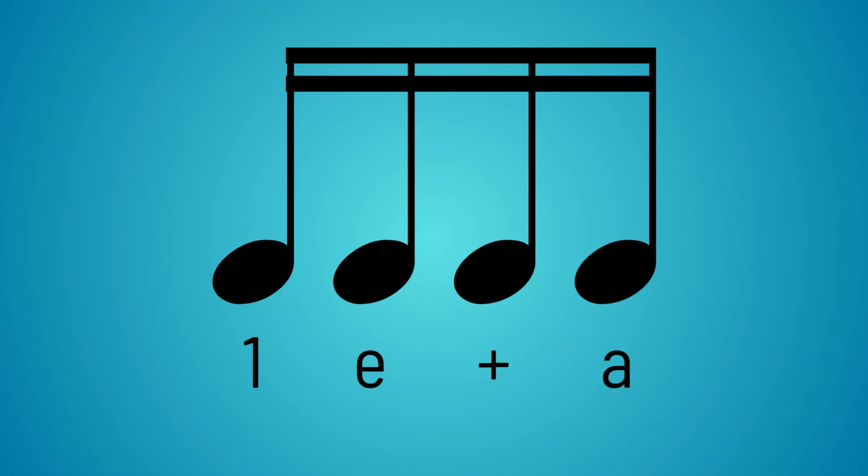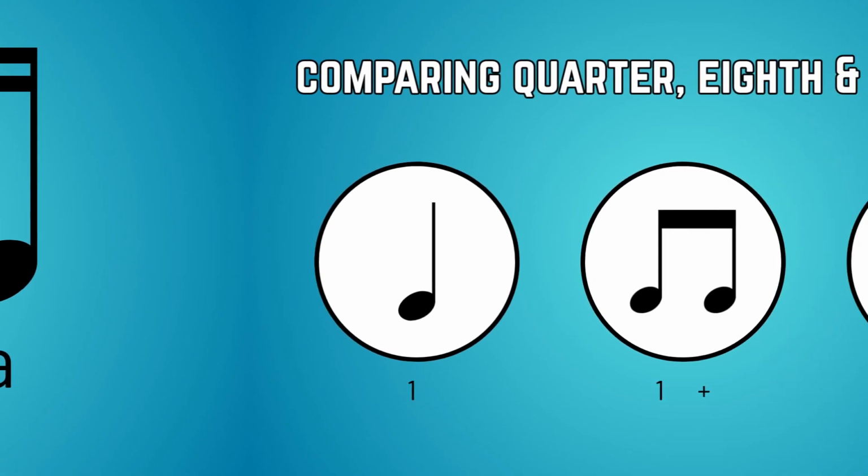Let's snap 4 16th notes while counting. 1, E, and, A. Try to keep all 4 sounds evenly spaced. 16th notes should not rush or become uneven just because they move more quickly.